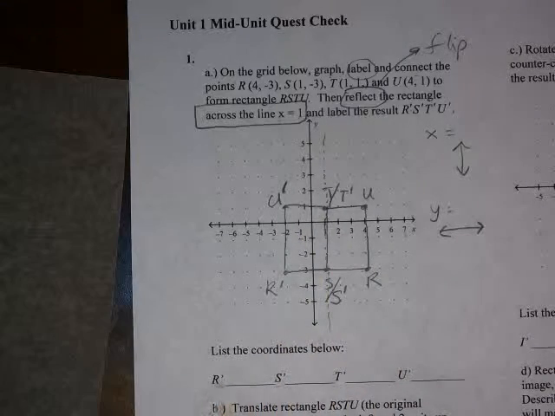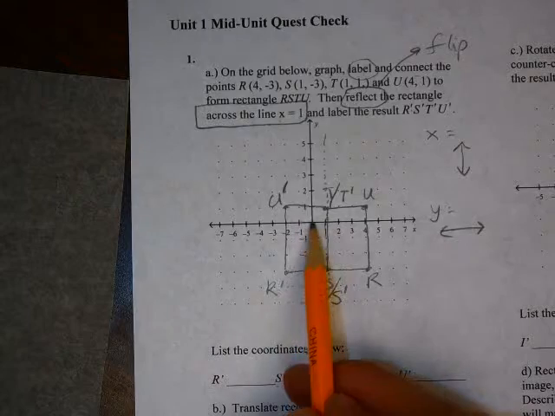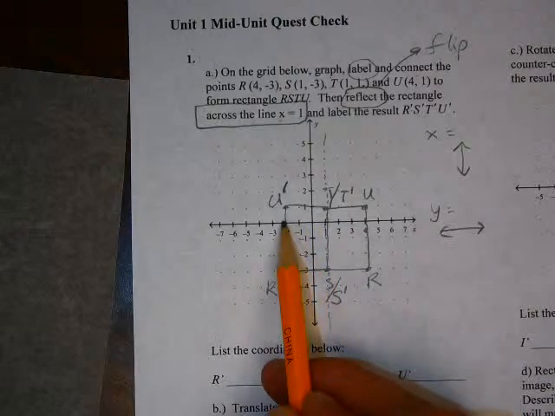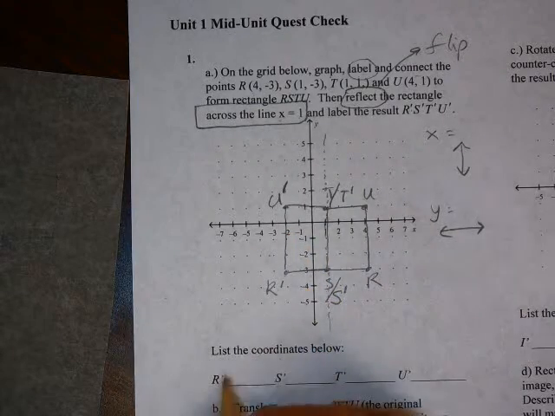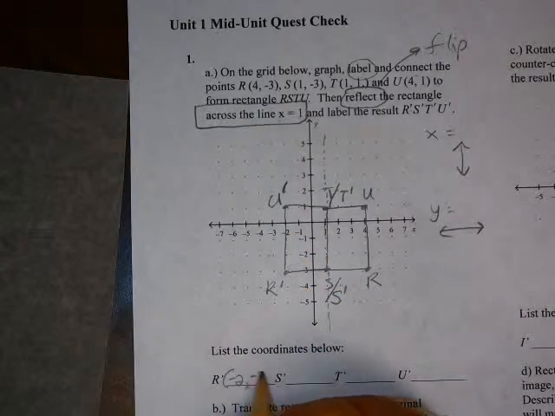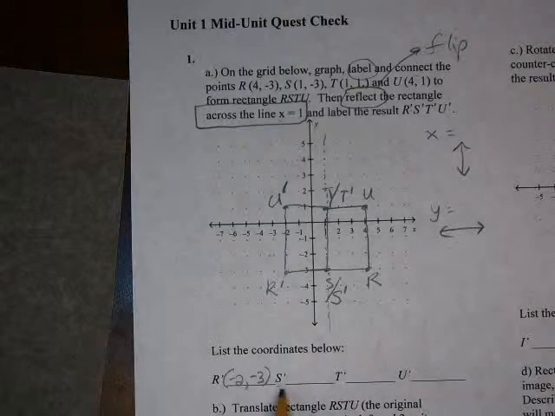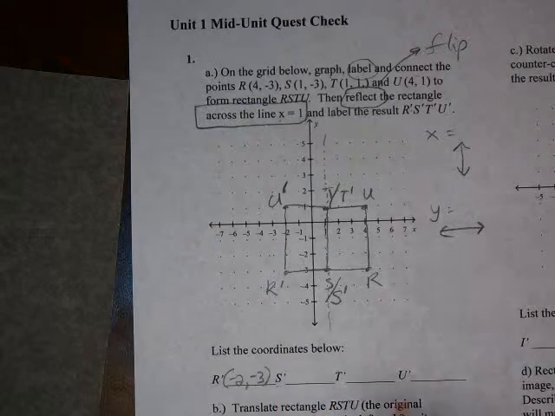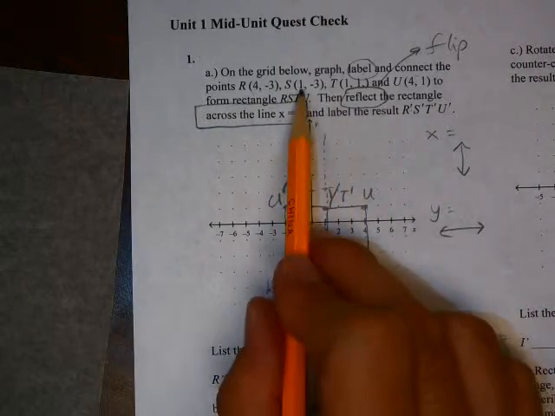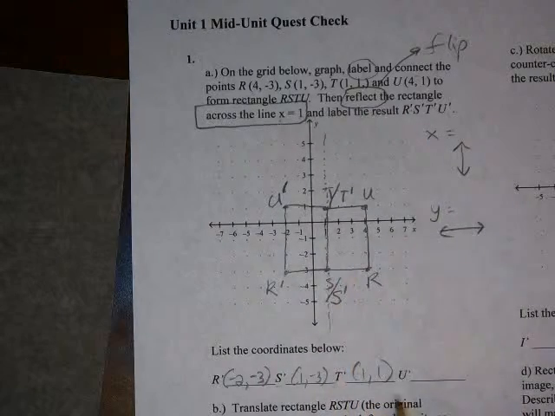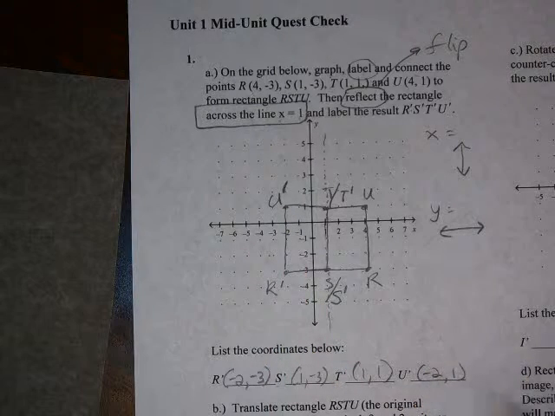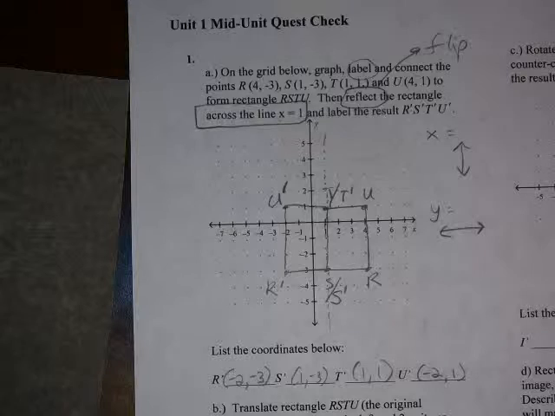If we start with R prime, there's R prime. The new coordinates now are going left twice, to -2, going down 3 units. So our coordinates will be -2, -3. The S and T primes are pretty easy because they didn't go anywhere. So if we go back to the original problem, S was 1, -3, and T was at 1 and 1. So those stayed the same. And then U prime is now left 2 and up 1, -2, 1. And 1A is now done.